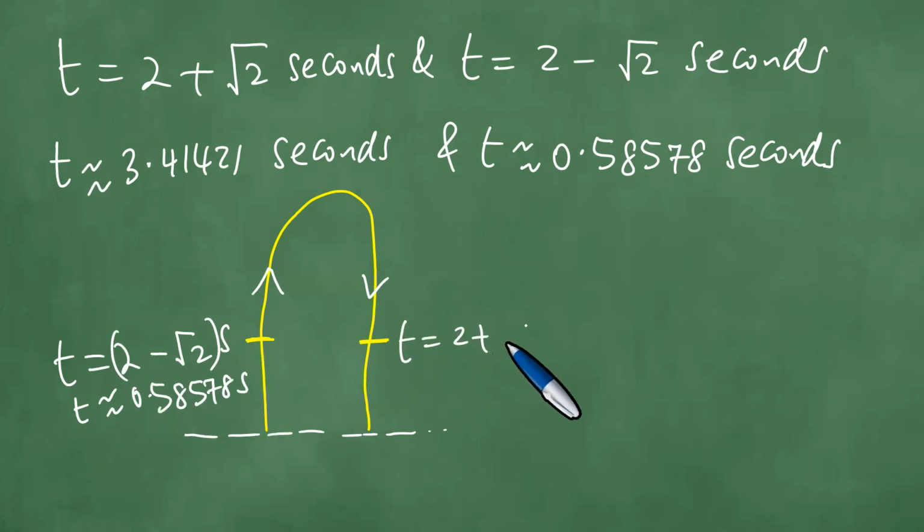T equals 2 plus the square root of 2, which is 3.41421 seconds. Okay, so which means that on its way up and then on its way down, the projectile's height will be half of the maximum height. Okay, so thanks everybody for your time and attention, and goodbye to you.